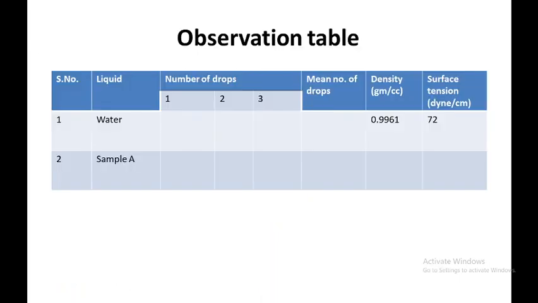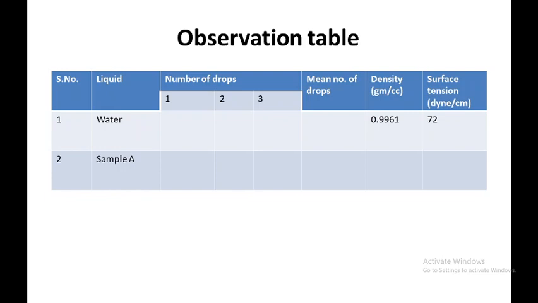So this is the observation table. The first liquid is water. Now the number of drops of water, we have calculated for 3 different times. So put the values of the respective 3 numbers of drops. Then calculate the mean number of drops just by taking the average of these 3, that is the summation of all 3 readings divided by 3. Then the density is a fixed value, 0.9961 gram per cc, and the surface tension of water is also fixed, that is 72 dyne per centimeter. Similarly, for the second sample, that is sample A, we have measured the number of drops.